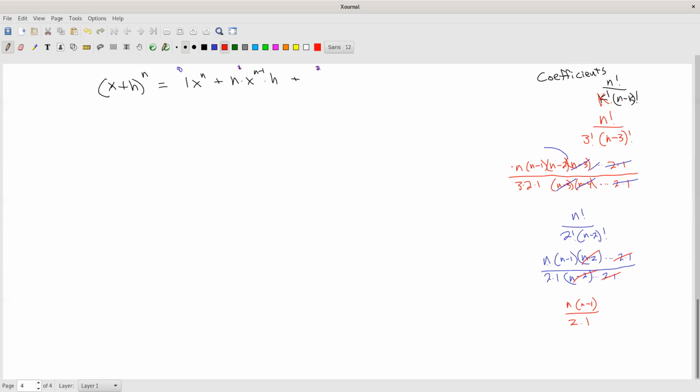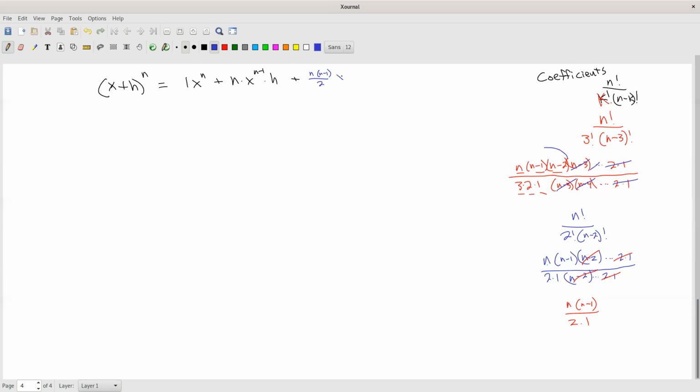And this one over here would have been n times n minus 1 times n minus 2 over 3 times 2 times 1. So there's a definite pattern that evolves even with these, so you don't have to go through all this work every time. Okay, so we're getting there. All right, erase that for a second. So the next coefficient would be the n times n minus 1 over 2.